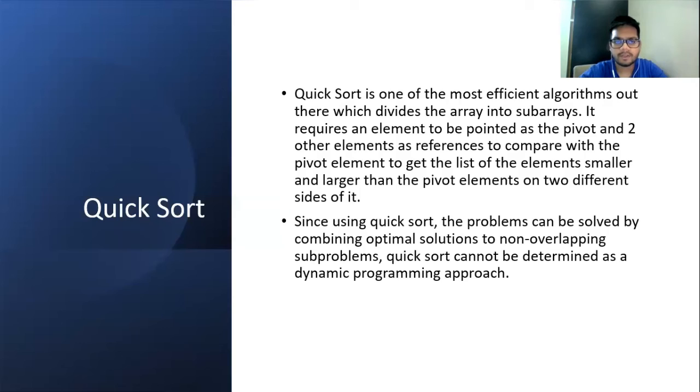Now let's talk about quicksort. Quicksort is one of the most efficient algorithms out there, which divides the array into subarrays. It requires an element to be pointed as a pivot and two other elements to compare with the pivot element to get the list of elements smaller and larger than the pivot element on the two different sides of it. Since using quicksort, the problems can be solved by combining optimal solutions to non-overlapping subproblems, quicksort cannot be determined as a dynamic programming approach.